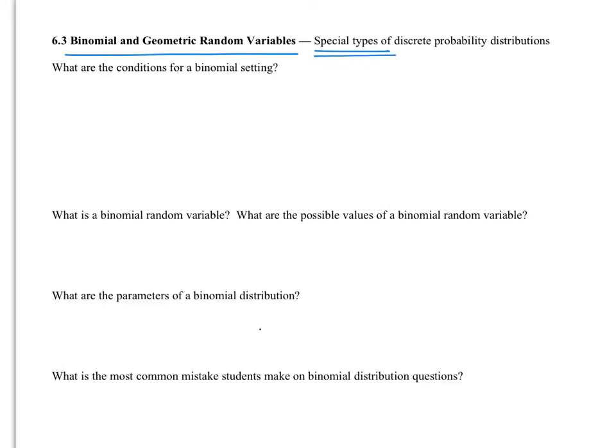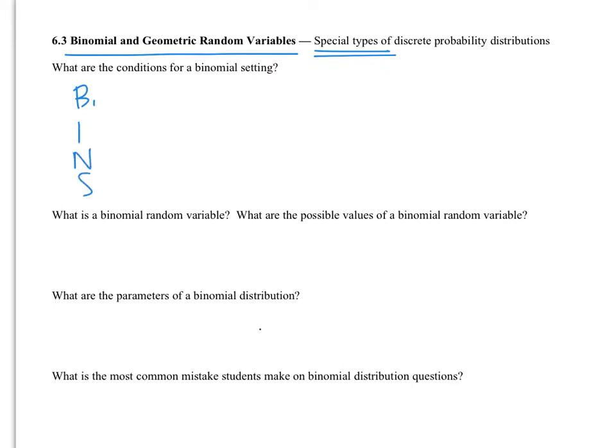So in this video, we're going to talk about conditions for a binomial distribution. We're going to identify binomial distributions, and then we're going to calculate some probabilities. So you will need a calculator. First thing I want to talk about is what are the conditions for a binomial setting. So there's an acronym that you need to remember. Any binomial setting is always going to have the same 4 conditions. The acronym is BINS.